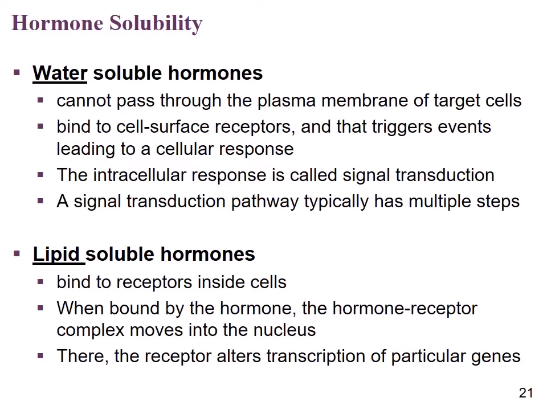If we have a lipid-soluble hormone, lipid-soluble hormones can make it through that phospholipid bilayer, so they're going to bind to receptors inside of the cell. And when the receptor and the hormone are bound together, they typically are going to move to the nucleus and alter transcription of particular genes. So remember, if we transcribe a gene, we make the RNA, which means we make the protein. So basically that's saying they turn on certain genes.